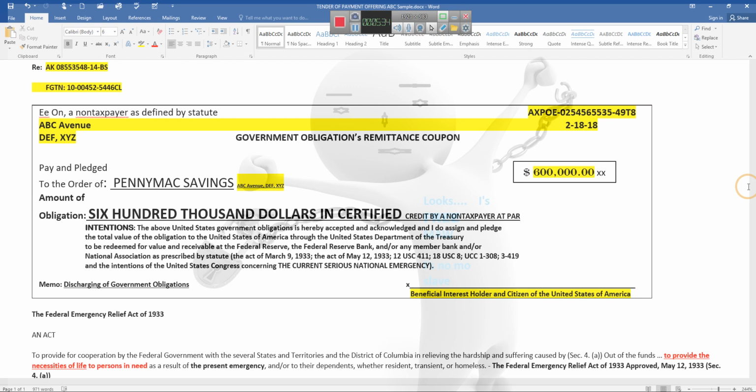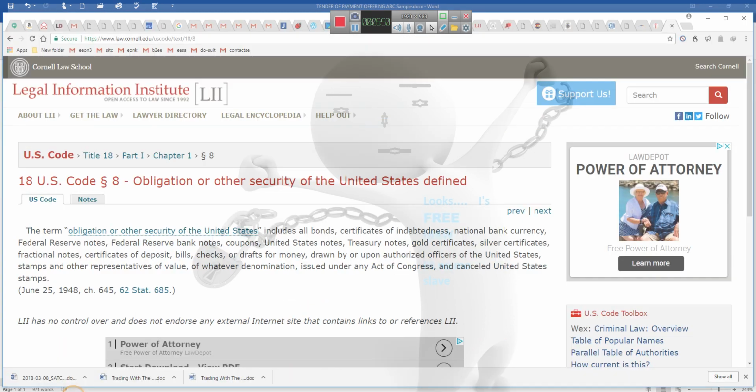Okay. Anyway, ladies and gentlemen, let's see if we can get you guys a better understanding. The bank says that you owe a debt. You are not understanding what's going on with a debt. So let's pull up the code so that you get it, because we have to do some explanations. Okay, so watch this.